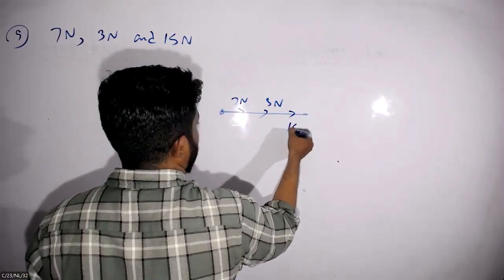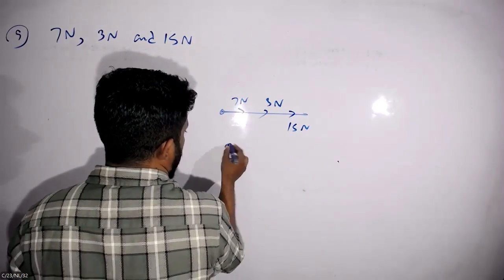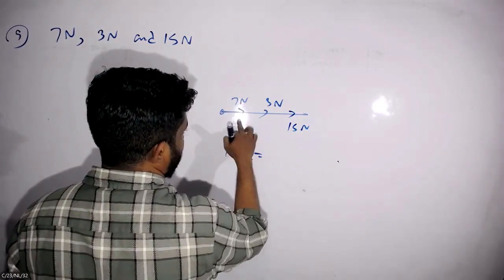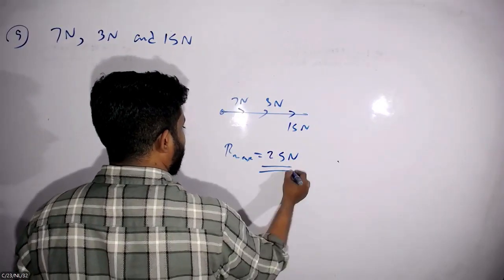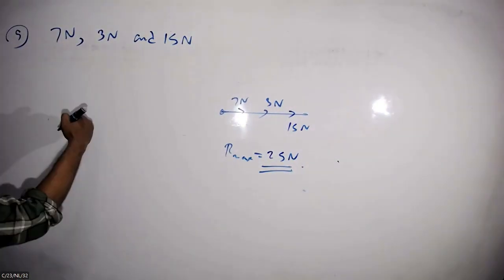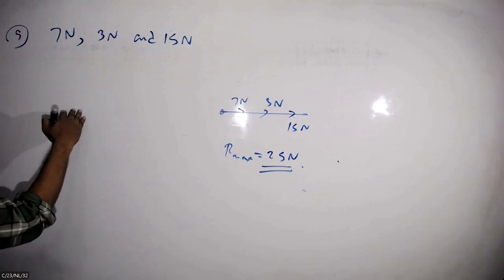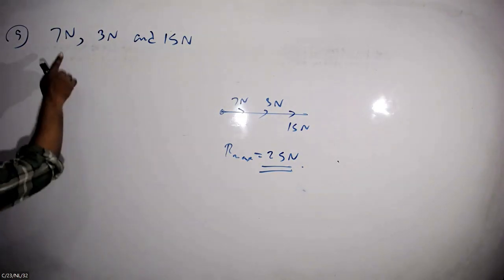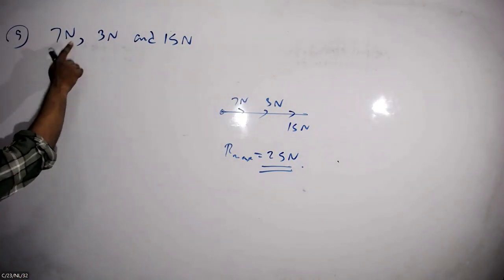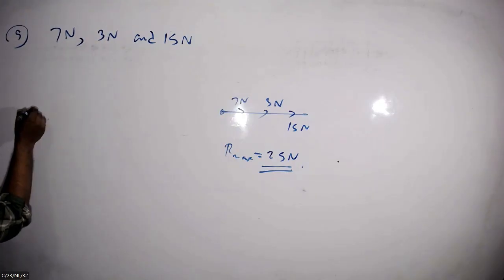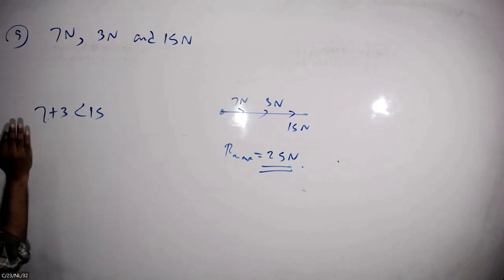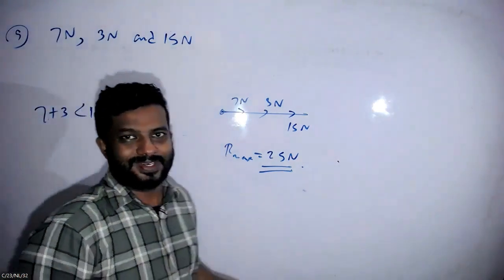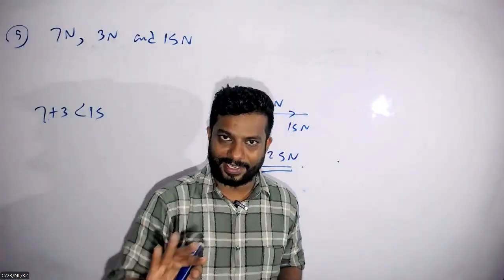So this is the maximum one. R max is equal to the sum of the forces. So 10 plus 15, 25 Newton. This one is the maximum resultant. Then you need to identify whether they can produce zero resultant or not. Look at the sum of these two. These are the two smaller vectors, no? 7 plus 3 is less than 15. That is, they never produce zero resultant.